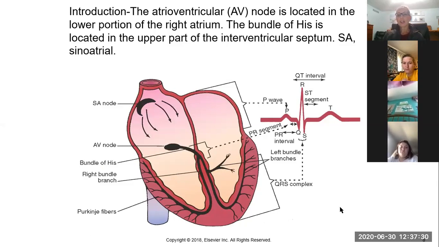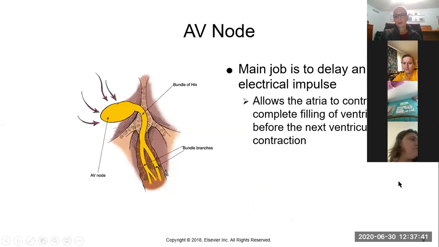All right, so the AV node is located in the lower portion of the right atrium, right here. And then the rest of it follows, okay? The AV node's main job is to delay the electrical impulse. It allows the atria to contract and completely fill the ventricles before the next ventricle contraction. So AV node, main job, to delay an electric impulse.